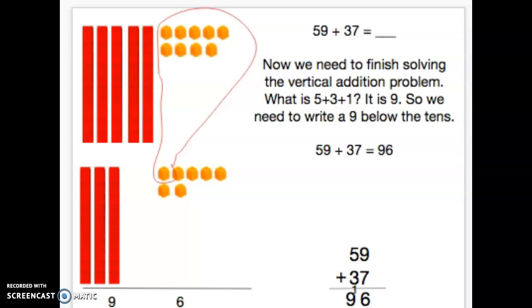Now we need to finish solving the vertical addition problem. So, what is 5 plus 3 plus 1? 5, 6, 7, 8 plus this 1 group is 9. So I have 9 tens. So 59 plus 37 equals 96.